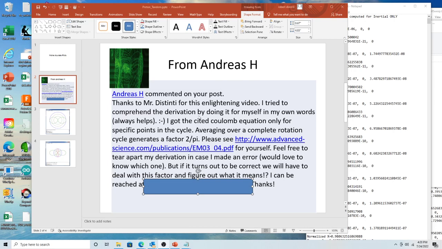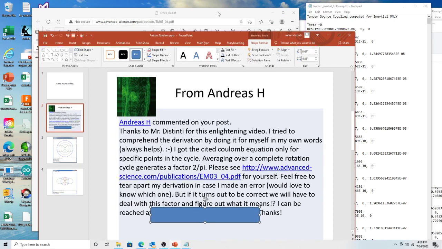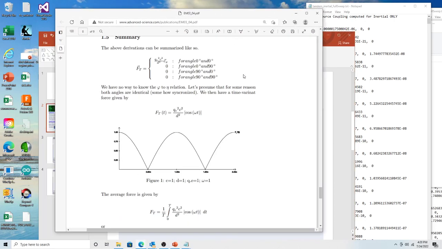And basically what he did is he published a little paper where he went through my calculations, but instead of ending up with what I ended up with, he ended up with a factor of 2 pi. So I'm going to post this paper and I'm going to post what I'm about to show you so you can look at this stuff yourself. So here is his paper, and I'm just going to go down to the summary.